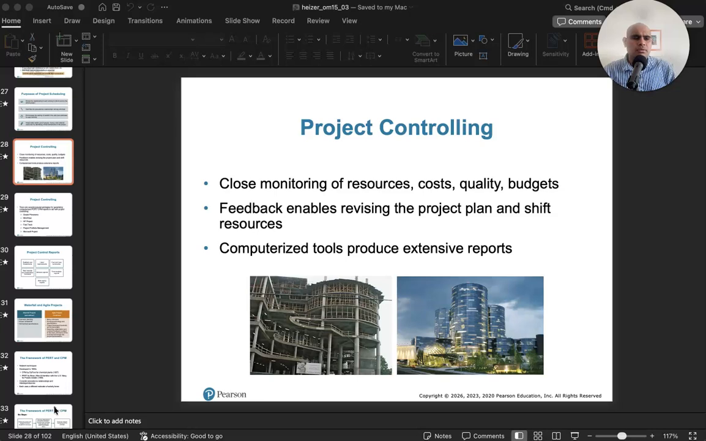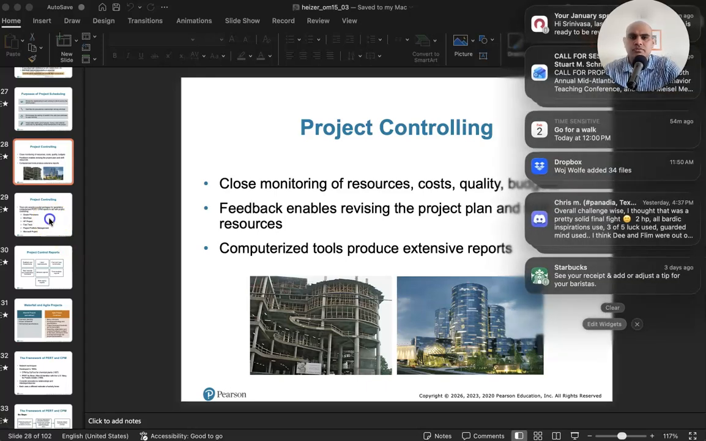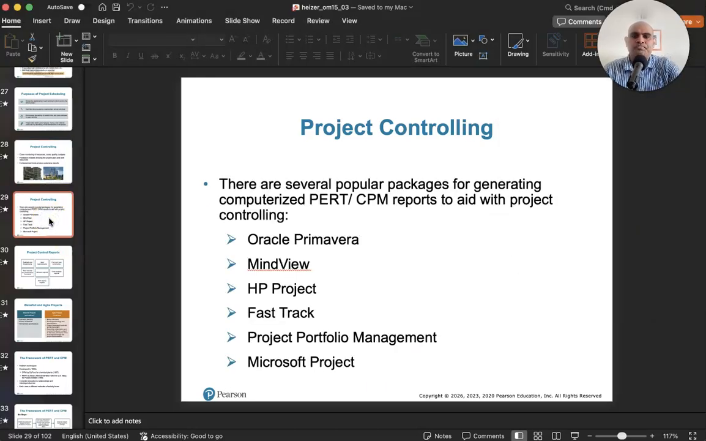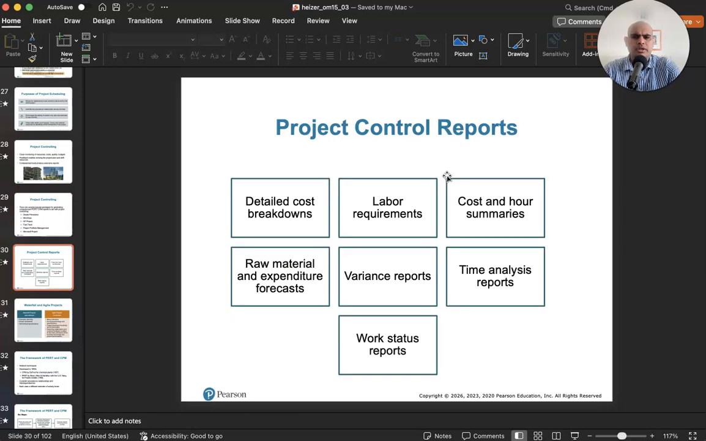Many times back in the day, these things used to be done by hand. Nowadays, you use project management software for these things. A few examples are, say, Oracle Primavera, Mindview, HP Task, Fast Track, Project Portfolio Management, Microsoft Project. These are all different project management softwares. They all use the CPM PERT methods, which we'll be talking about in a second.